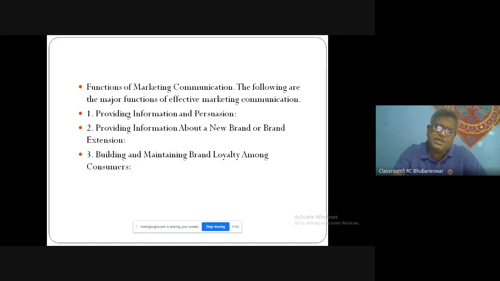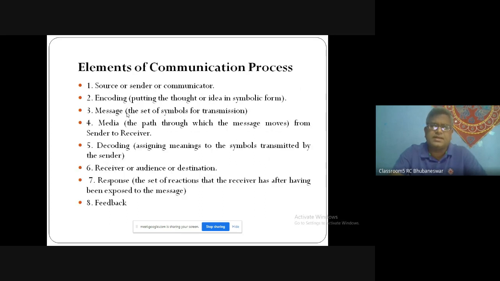For example, if you talk about Bata, or some specific type of product they are using, they are very much loyal to the particular brand. They are not choosy, and they are not focusing on other brands, they are focusing only on a single brand. That type of loyalty can be added to the particular customer. This is another function of marketing communication.